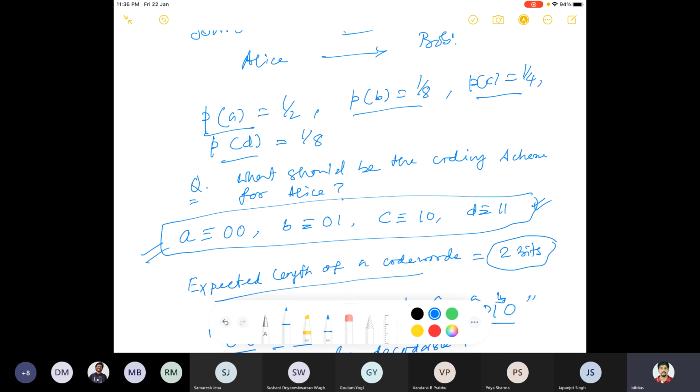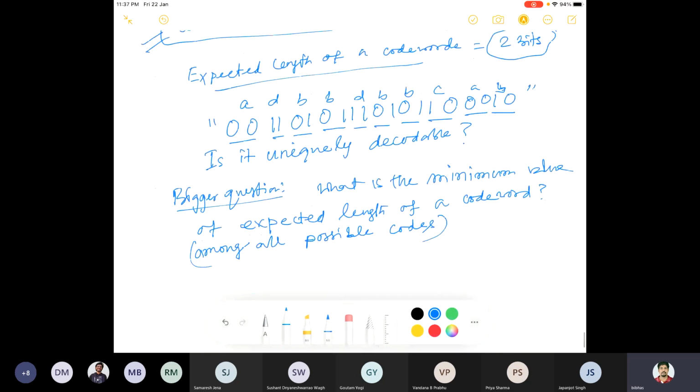So can I follow the logic of Morse? What Morse did was, for commonly occurring symbols, that means if the probability is more, I'll use a small length code word. If the probability is less, then I will use a larger length code word. So that could be one way to design a code which has expected length less than 2 bits. So let me do that.